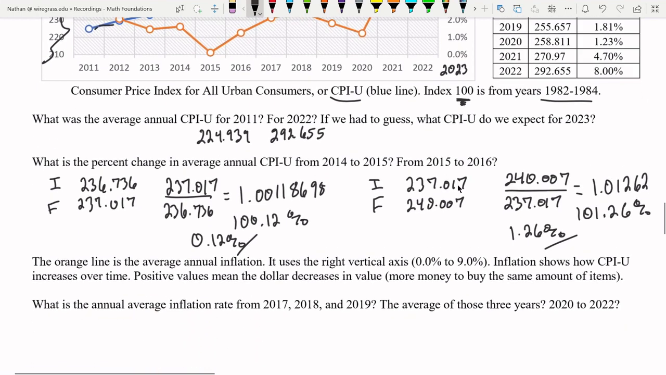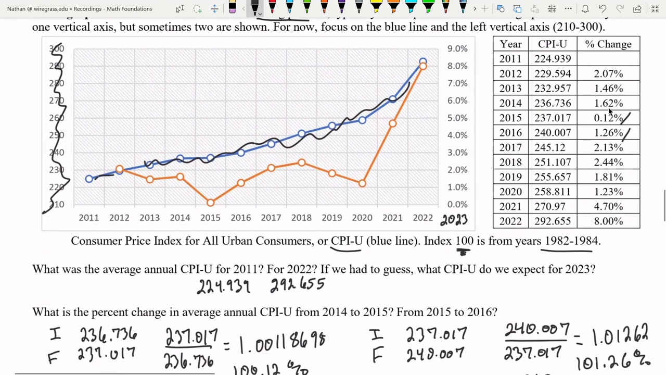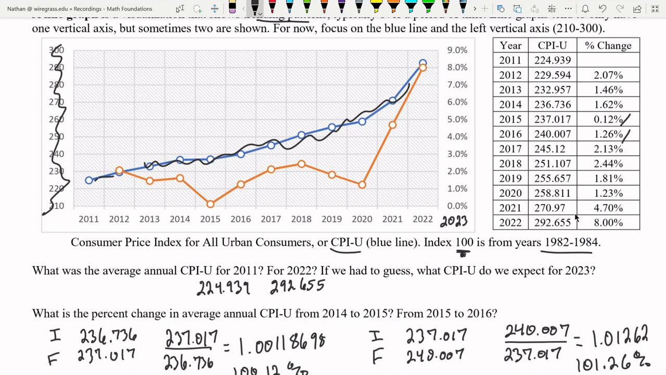Now, it's important to note that if you don't know what inflation is, inflation shows how this consumer price index changes. There's multiple ways of calculating inflation. This is one way of showing it. It's showing how the CPI-U increases over time. Positive values of inflation means that the dollar is decreasing in value. It means that you need to use more money to buy the same amount of items. And this is all based on the index from 1982 to 1984. But you can see that in the 2000s here, we're already in the 200s. So we're already over double the price of goods from the 82 to 84 range.